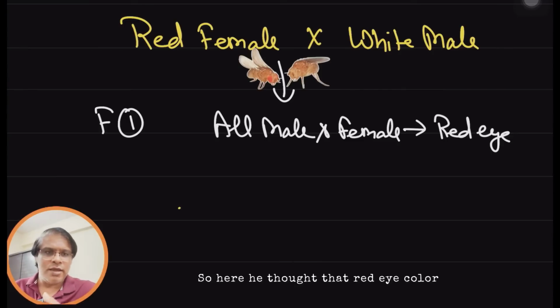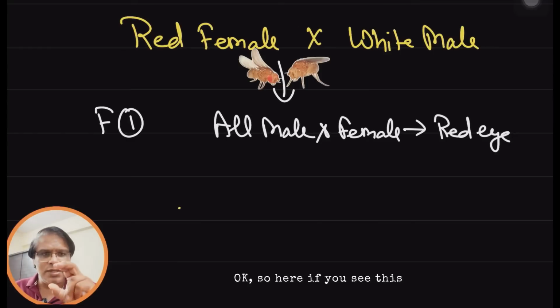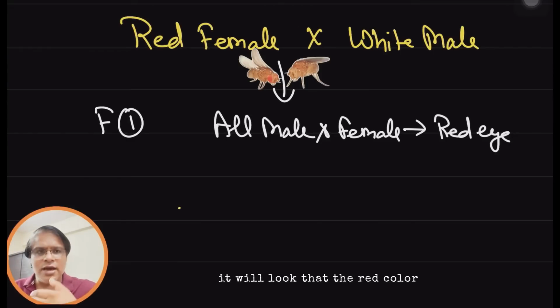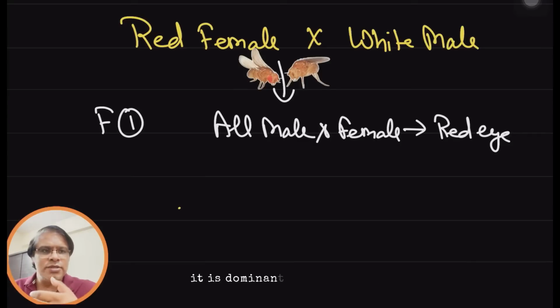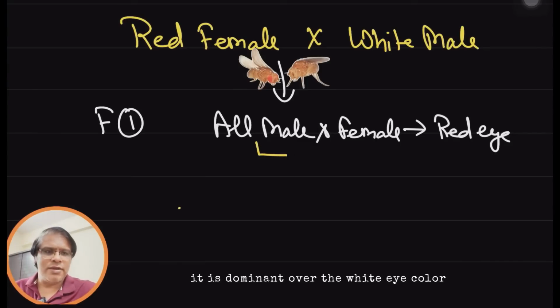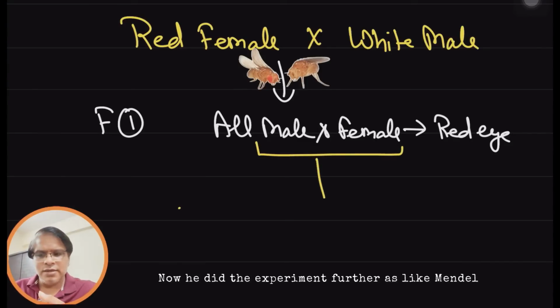So here he thought that red eye color is dominant over white eye. If you look, it looks similar to Mendelian work. Here, if you see this, it looks like the red color is dominant over the white eye color. Now he did the experiment further, like Mendel.